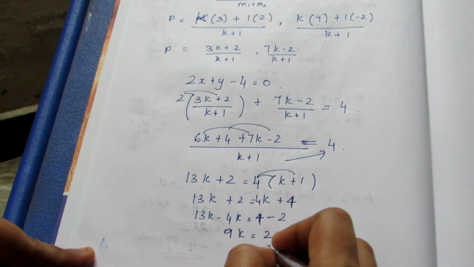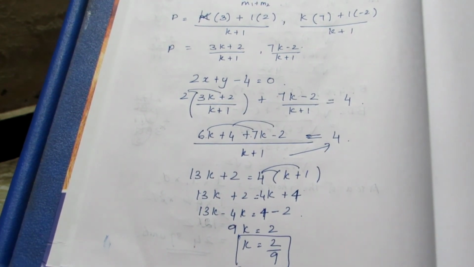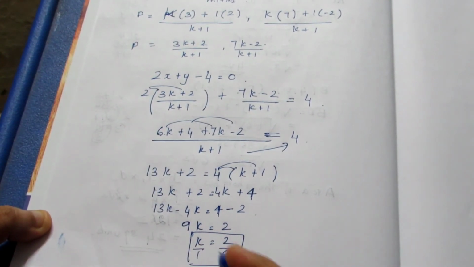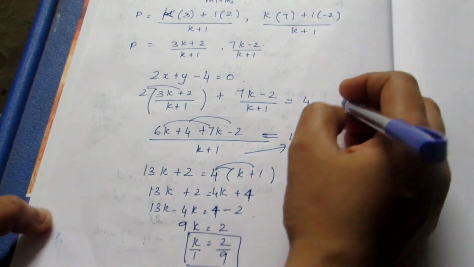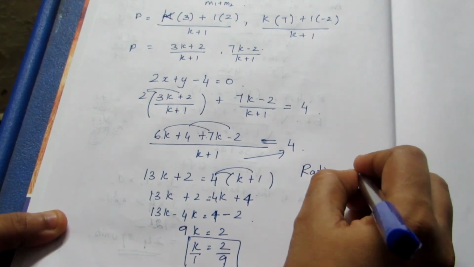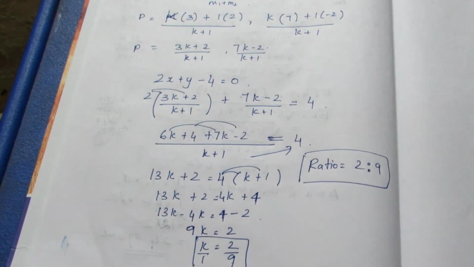So k is equal to 2 by 9. We have found the k value to be 2 by 9. This is nothing but the ratio k by 1, so k by 1 is 2 by 9. So the ratio will be 2:9. That is the final answer for this given sum.